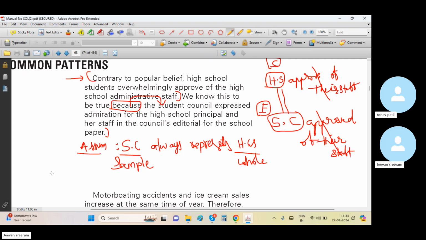Come up with a reason which actually supports the author's assumption. That is, saying that high school students vote for the student council, so they're good representatives for the students. Correct, you're correct. So let me write it in a refined way.